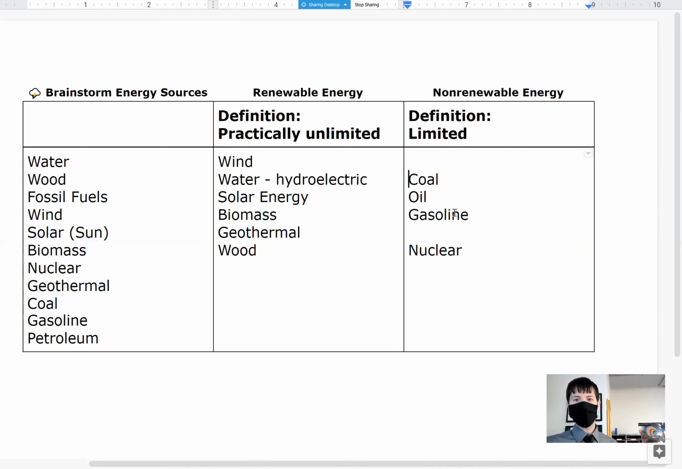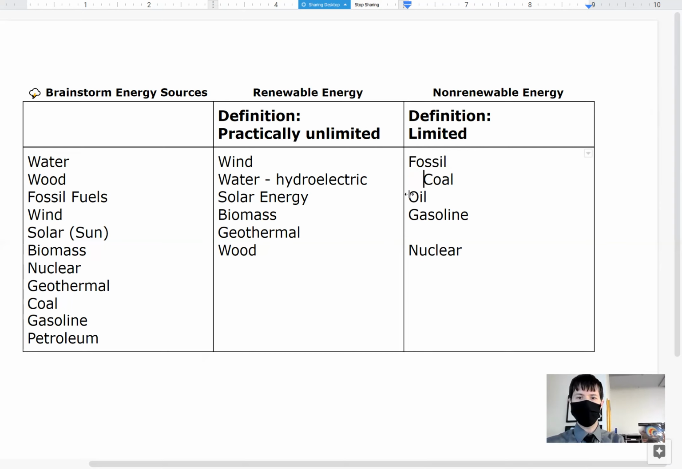On the right here, well, first of all, let's just look at these words, renewable and non-renewable. So renewable means it can be used again and again. Non-renewable basically means it can only be used once. You can't renew it.